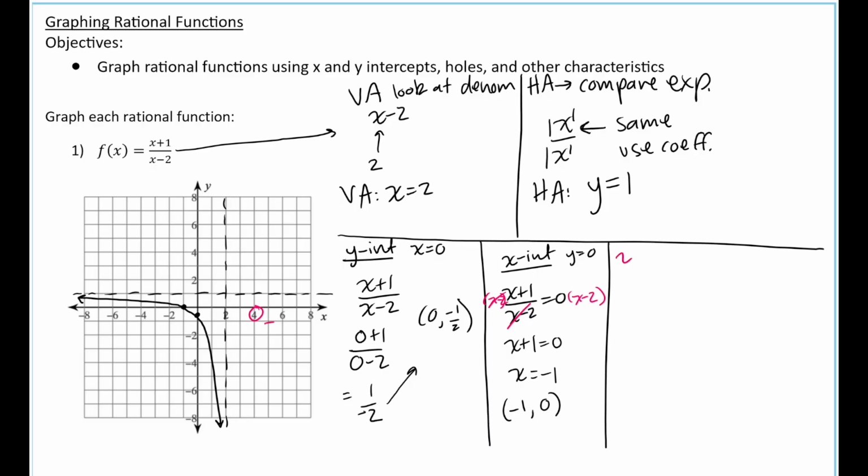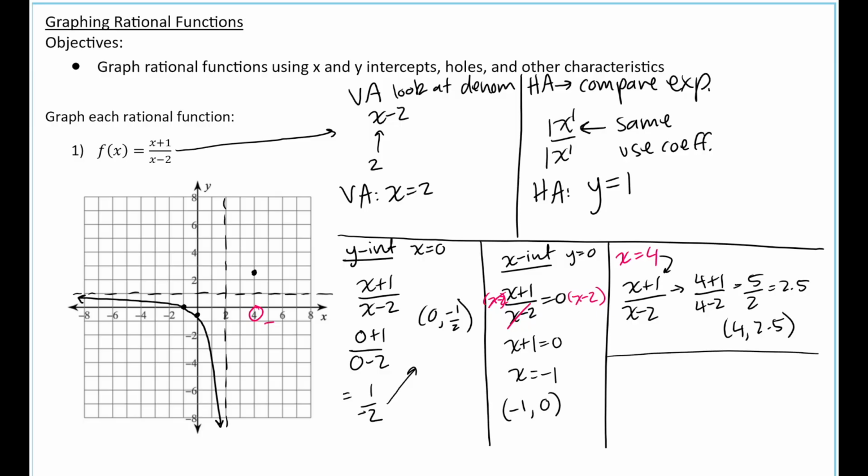So I'm going to plug in x equals 4 to get another coordinate. Okay, my equation is x plus 1 over x minus 2. So when I plug 4 in, I'll have 4 plus 1 over 4 minus 2, or 5 divided by 2, which is 2.5. Okay, so we have 4, 2.5. I'm going to plot that as well, 2.5 right there.